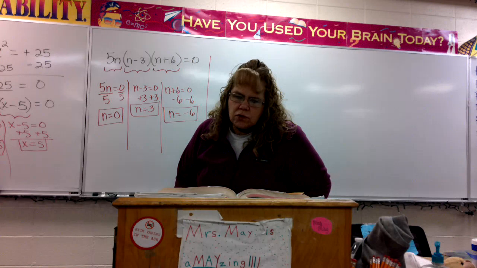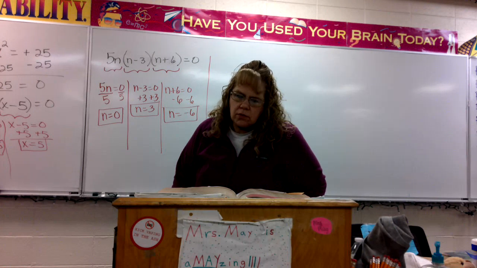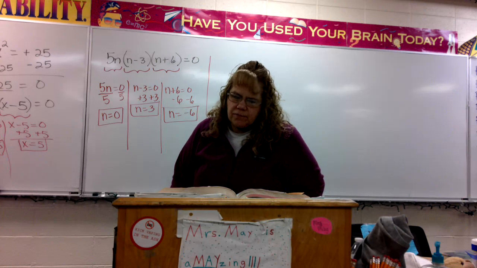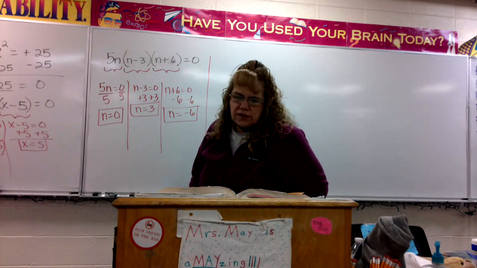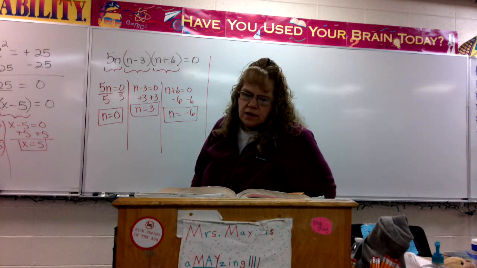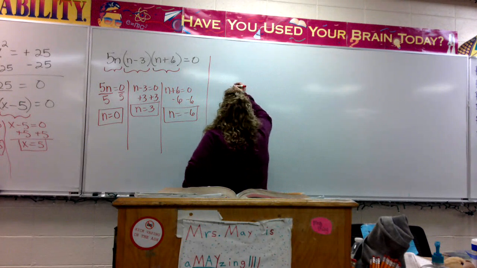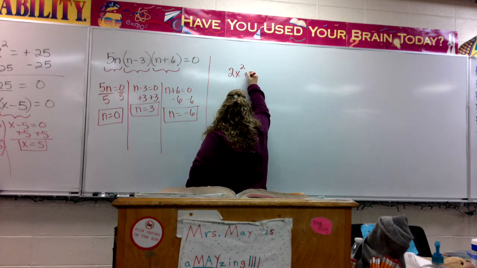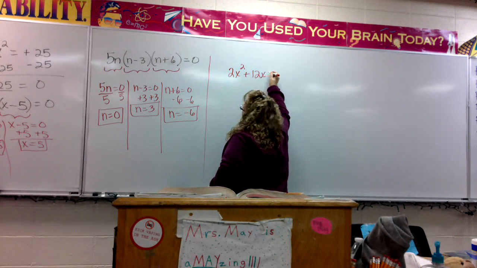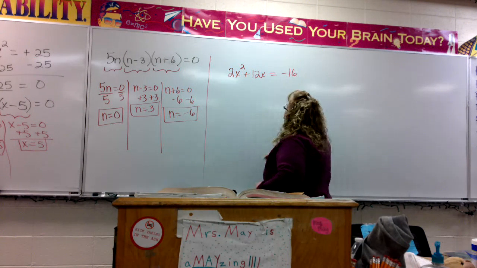Should we do one more just for fun? Oh, I can tell. You're having fun. How about this one? Oh, this one looks exciting. No, I don't want to do that one. I'm going to make up my own. This could be dangerous. 2x squared plus 12x equals negative 16.